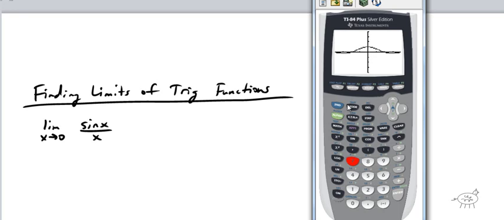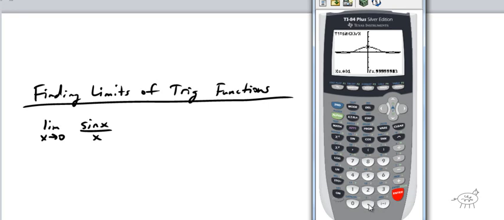To investigate, we can do second calculate value and type in an x value. Let's put in 0.1, which gives 0.998. Then type in another number, 0.01, which gives 0.9998. Let's do one more, which gives 0.9999993. So it looks like it's going to 1 when you're coming from the right side.